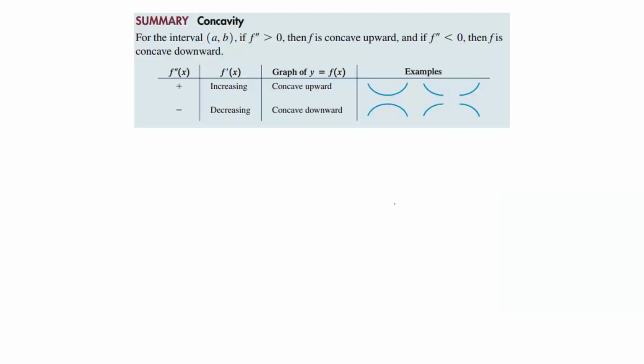Now, for concavity in summary, for the interval from a to b, if f double prime is greater than 0, then f is concave up. And if f double prime is less than 0, then it is concave down. So if f double prime is positive, then f prime is increasing and it's concave upward. It looks something like part of a circle or part of an x squared. And if f double prime is negative, the derivative is decreasing, and therefore it's concave downward.